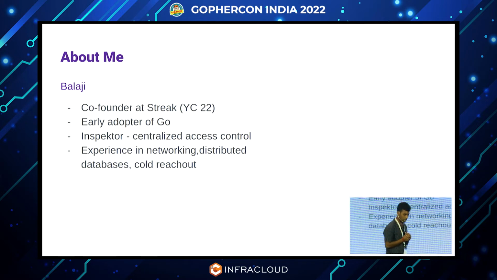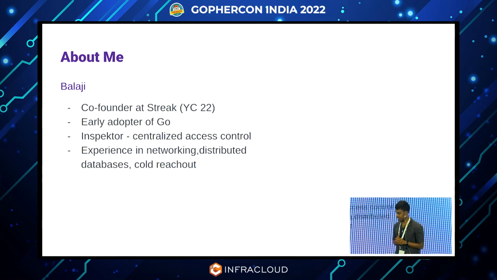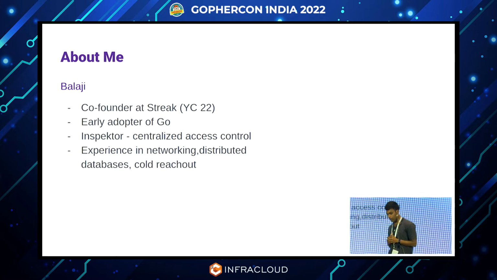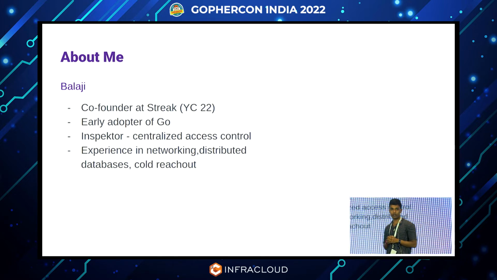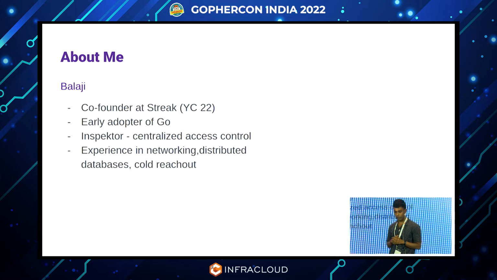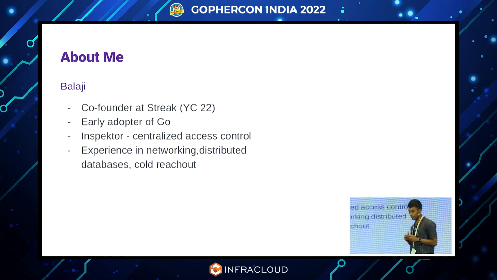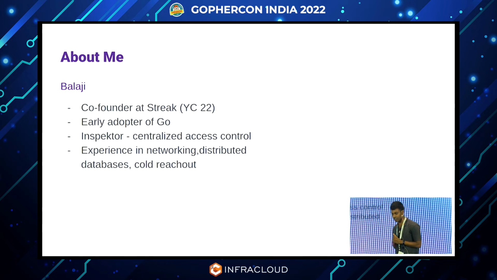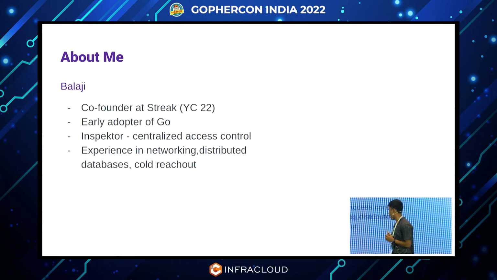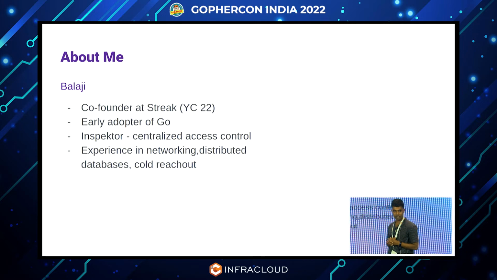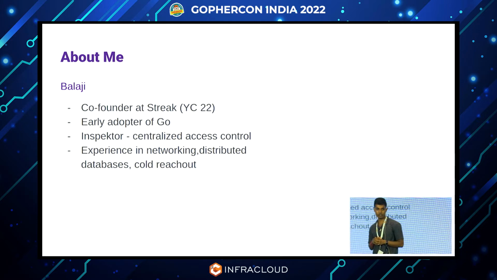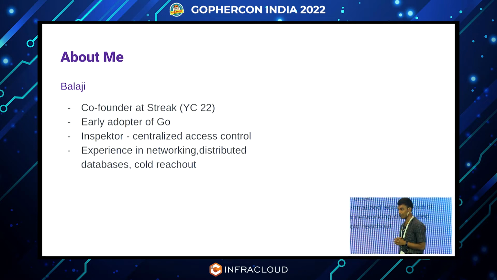About me, I'm Balaji. I'm the co-founder of Streak, which is funded by YC, and also an early adopter of the Go language. I've been doing Go for more than 4 years, and back when Kubernetes was coming, I was contributing to upstream. Then I also do Rust. Some of my projects are Inspector, a centralized access control solution, and I also have good experience in networking and distributed systems. Right now, I do a bit of cold outreach as well.